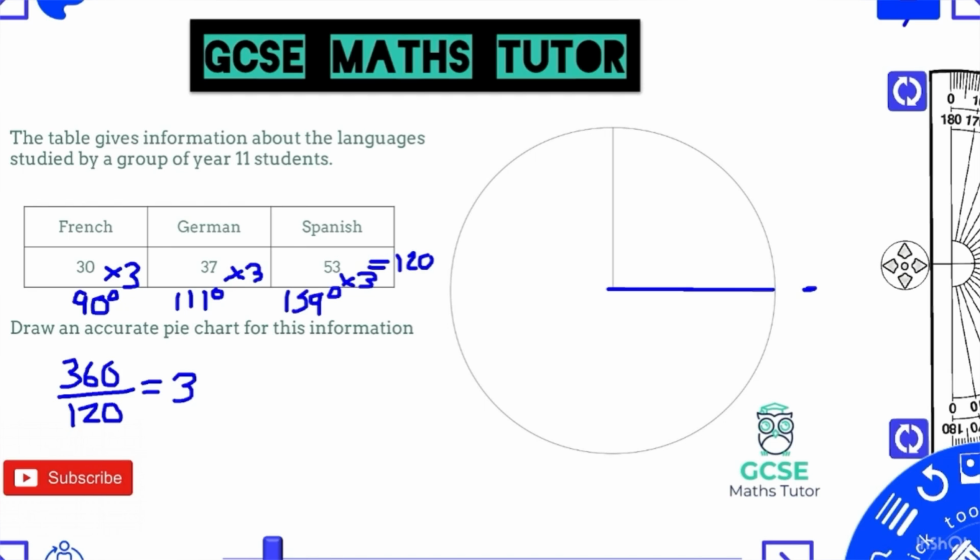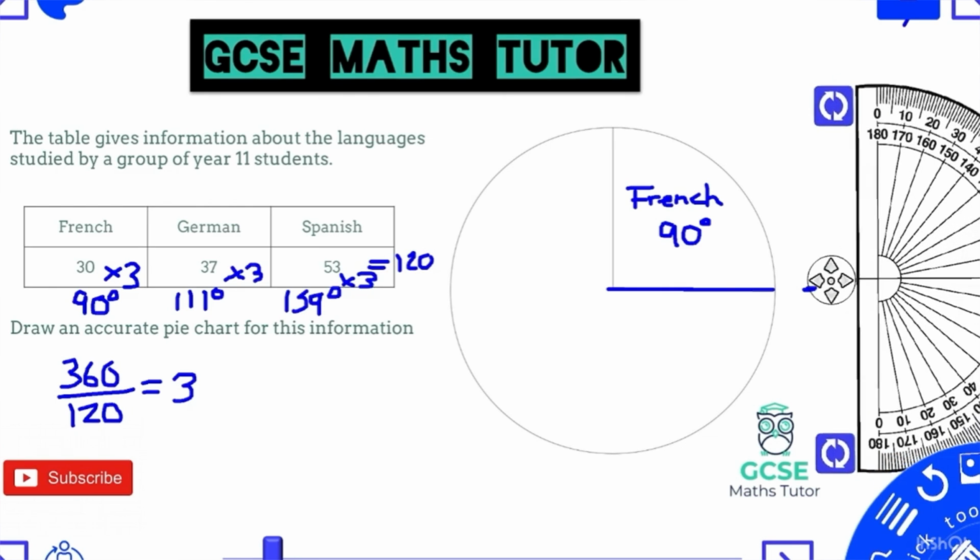But before you do, what I normally tend to do is label that section. So I'll put French in, and I'll also put the degrees in there, 90 degrees. You could also put the 30 in there as well, but just to keep it a little bit simpler on the screen, I'm going to leave it as French with the 90 degrees.